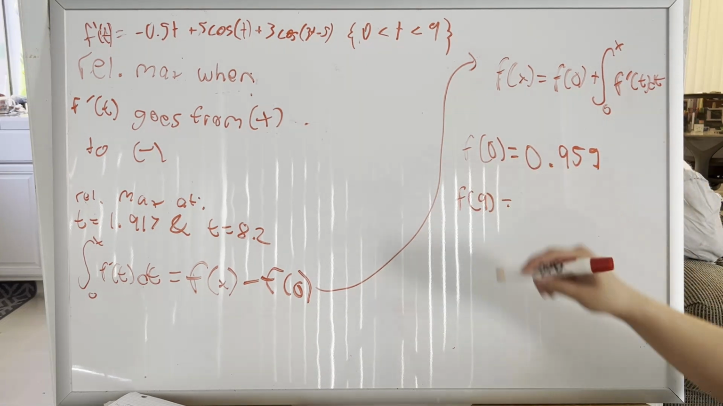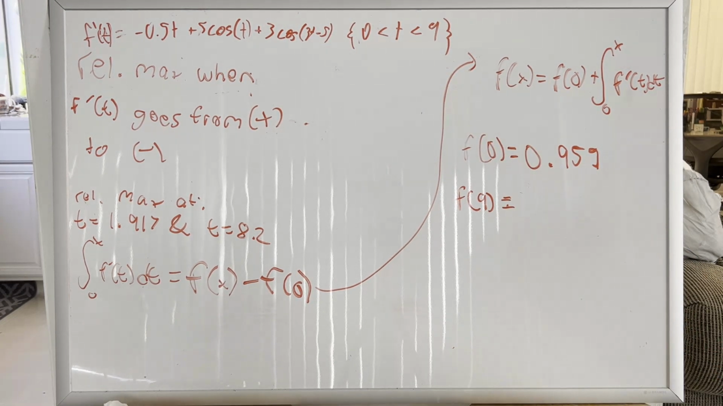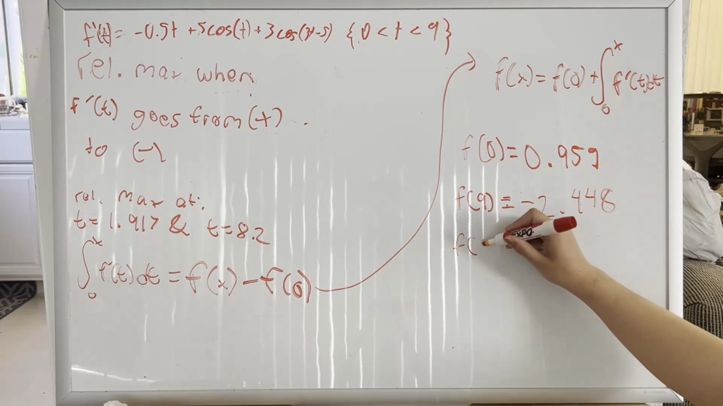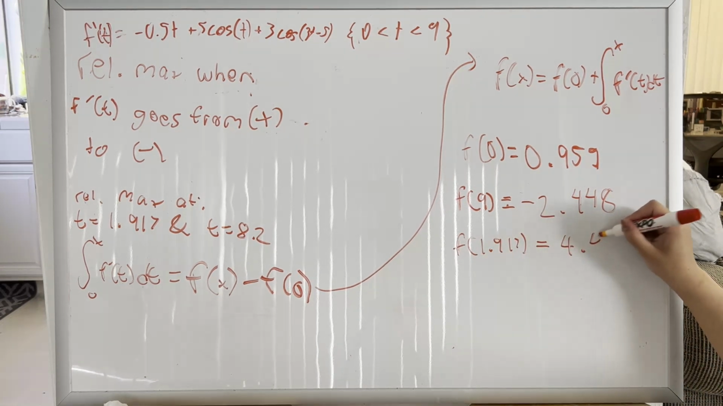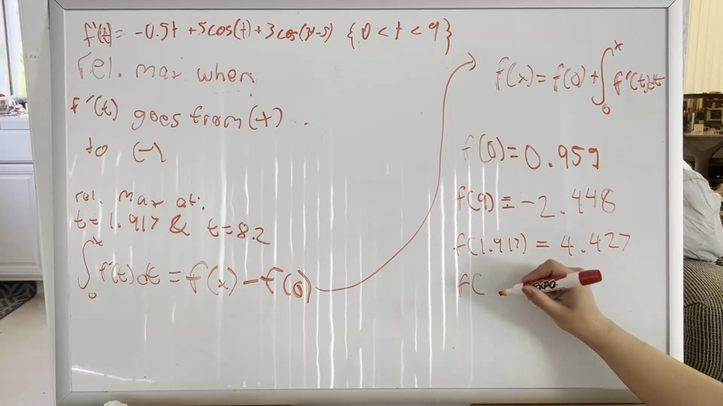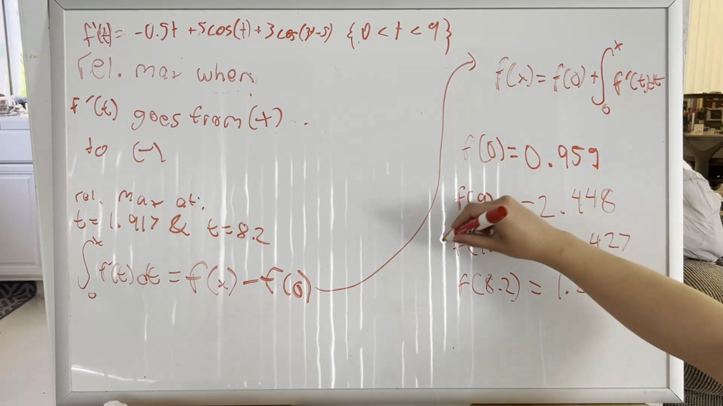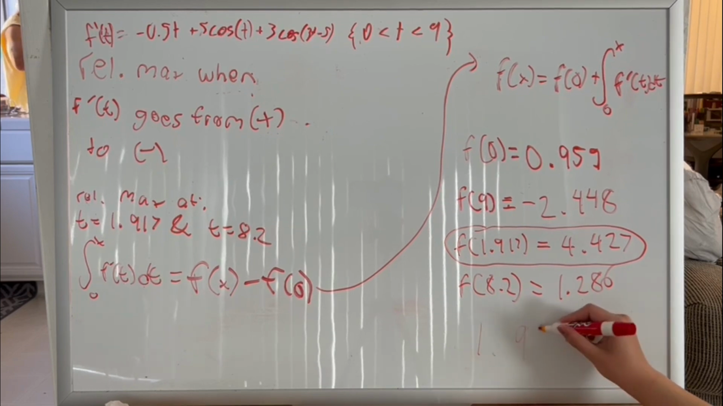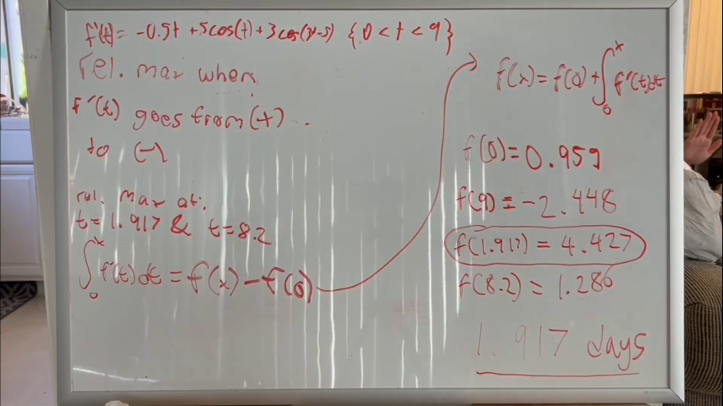At t equals 9, which is the endpoint, he has negative $2,448,000. So he's in debt here. At t equals 1.917, he has $4,427,000. At t equals 8.2, he has $1,286,000. So he has the most at 1.917 days. So that means at 1.917 days, that is the absolute max of his money. So I should rob Aaron in 1.917 days.